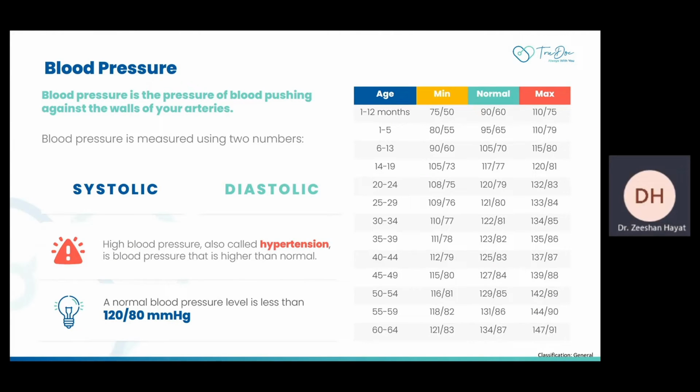So let's look at blood pressure, which is a very important factor in heart disease. Normal blood pressure ranges from age to age. There's a systolic blood pressure and a diastolic blood pressure. When we label someone as hypertensive, it means that their blood pressure is above 140 over 90. But one high reading doesn't label anyone as a hypertensive individual.